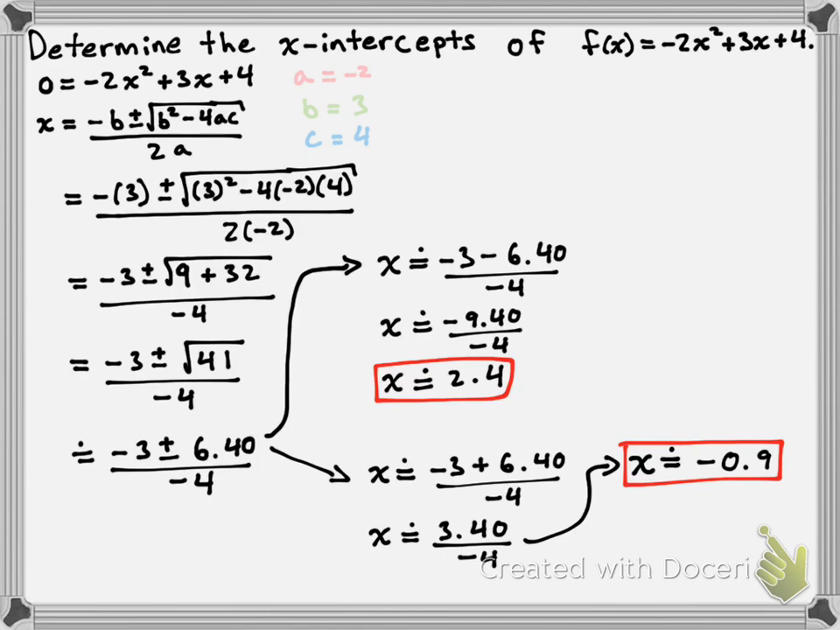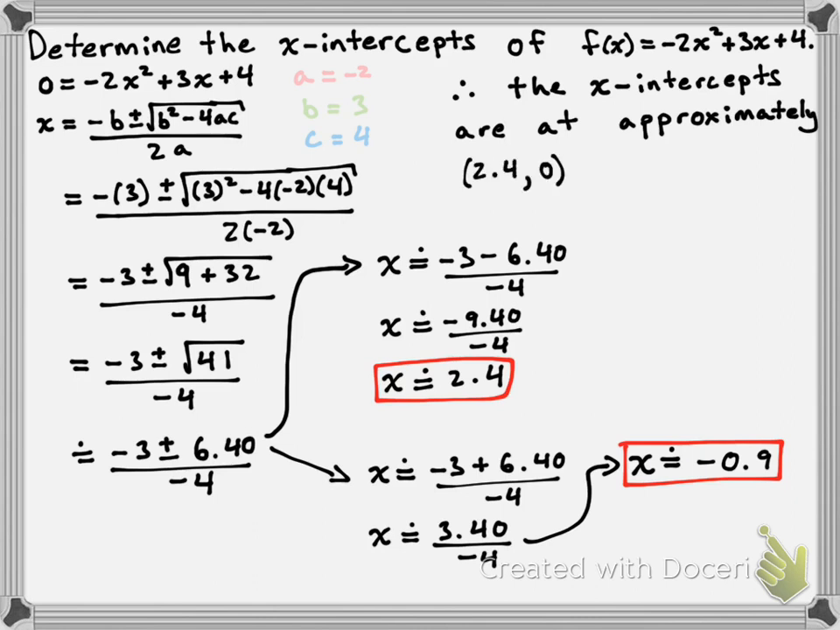All right, and actually, we do have x approximately equal to 2.4 and x approximately equal to -0.9, but what we could also do is state this as a pair of coordinates. So we could state that, therefore, the x-intercepts are at approximately 2.4 and 0 and -0.9 and 0.